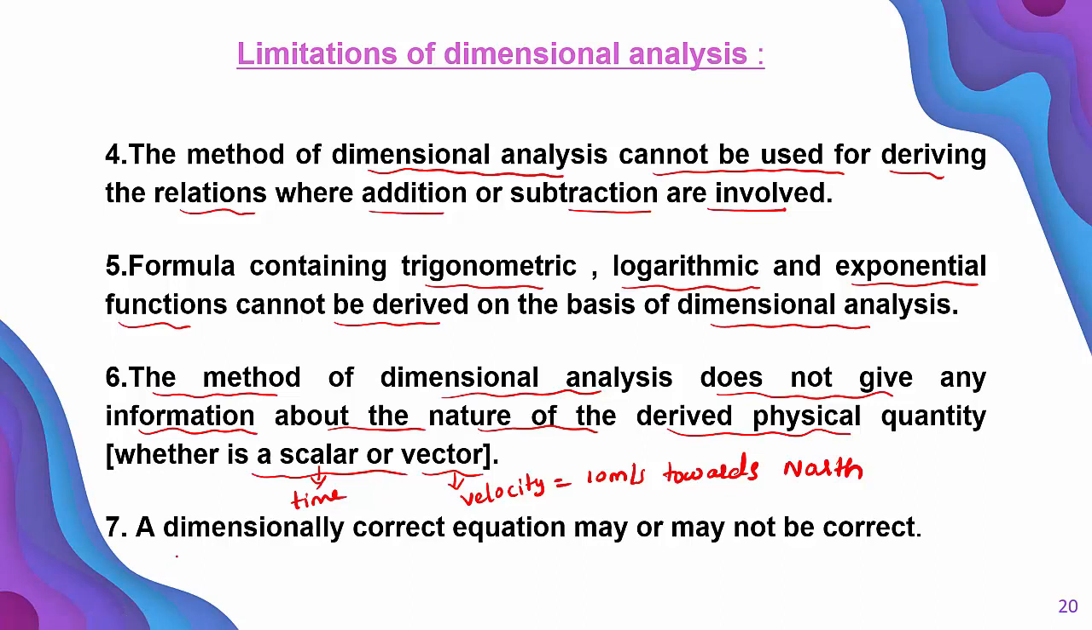Then the last drawback: a dimensionally correct equation may or may not be correct. A dimensionally correct equation may be correct or it may not be correct. So these are some drawbacks, disadvantages or limitations of dimensional analysis.